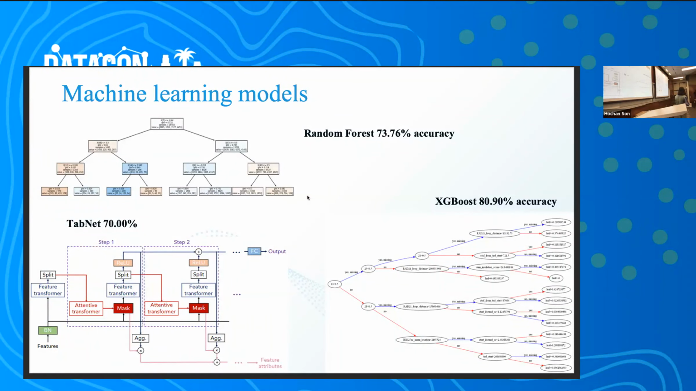TabNet here is a neural network, and it employs blocks of a feature transformer, an attentive transformer, and a mask containing fully connected layers and normalization techniques. These components allow us to select feature importance to improve the accuracy for classification.